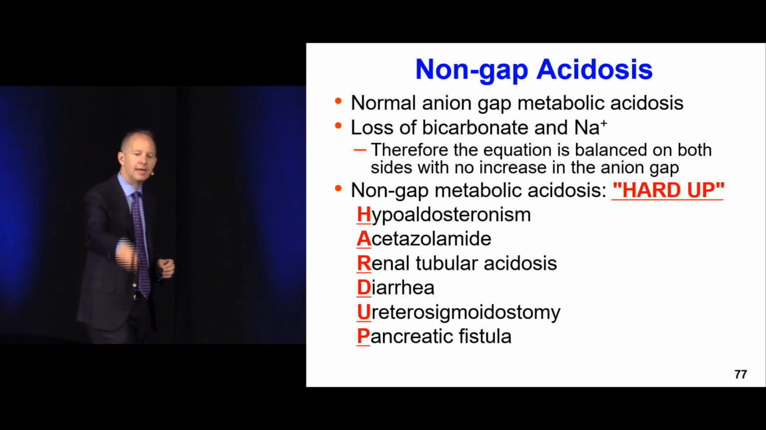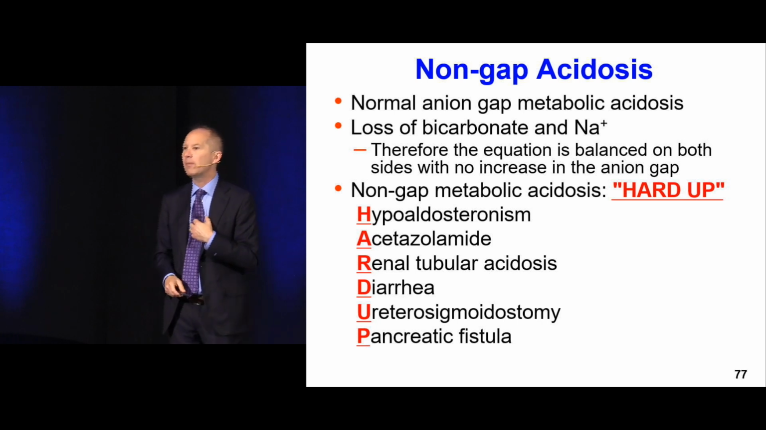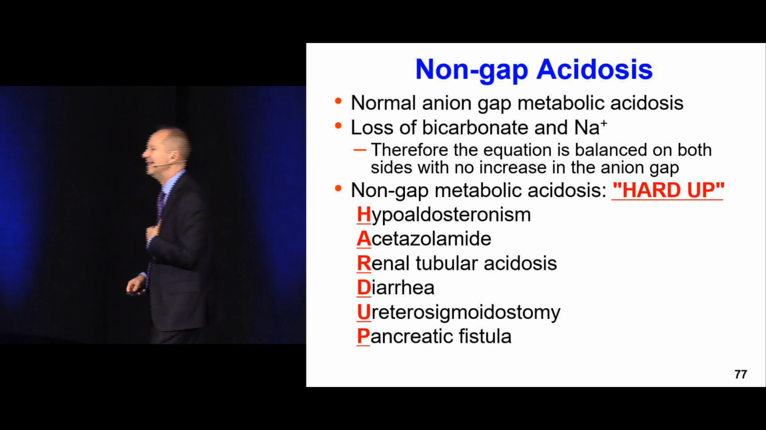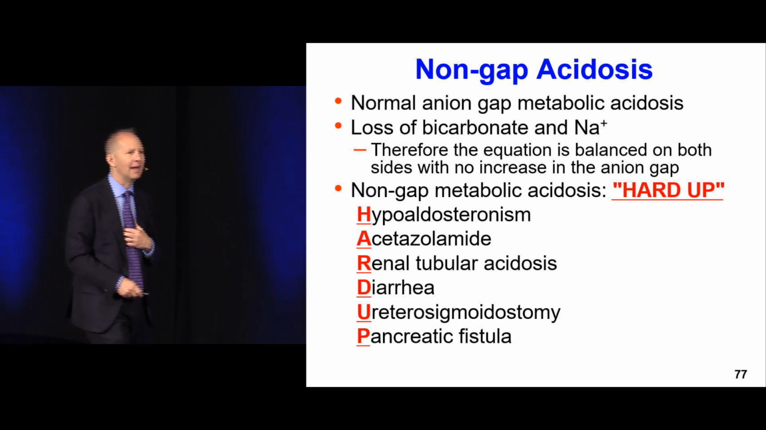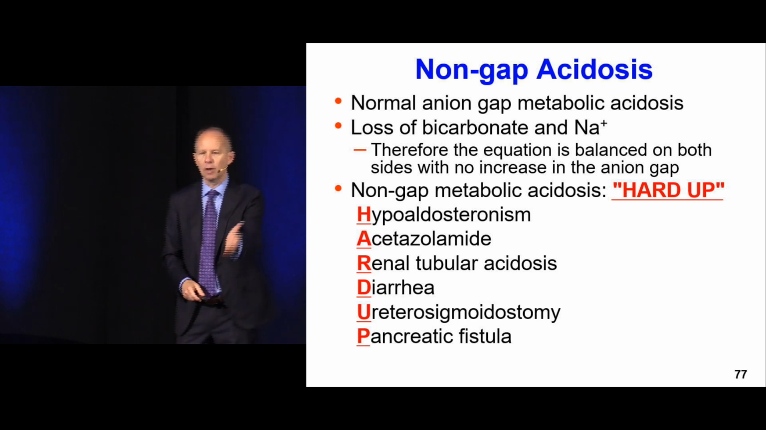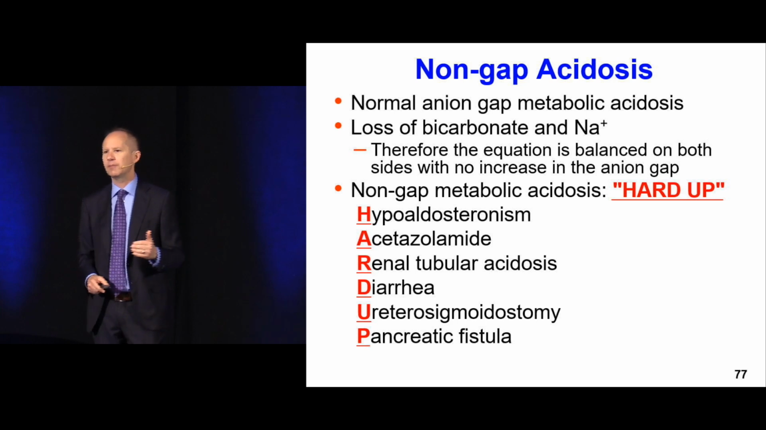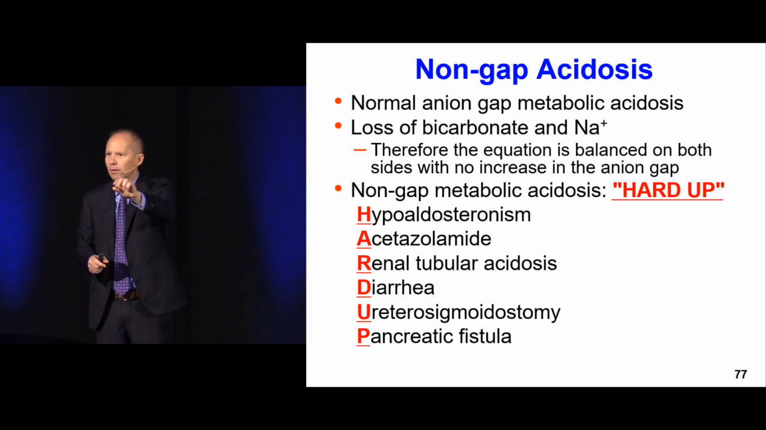And there's a mnemonic here to help you remember, if you like this one: HARDUP, places to look. I just remember this as renal and GI. Almost all of the causes of a non-gap acidosis are going to be renal or GI somehow. So let's just go through the list to show you what I mean. Hypoaldosteronism, so that's coming from the adrenals. It's right next to the renals, so you've got to give me a little room there.